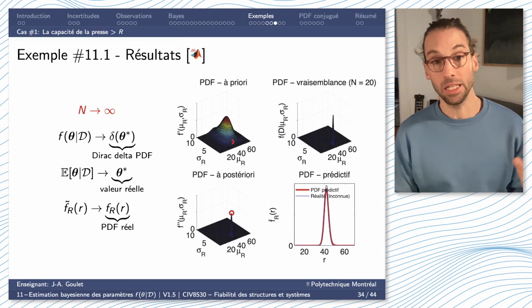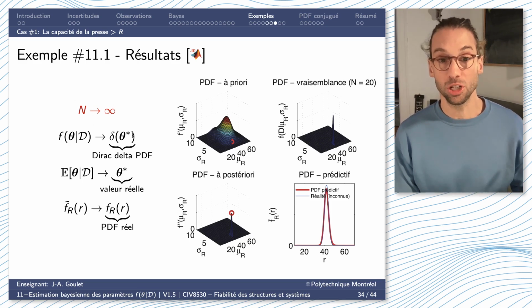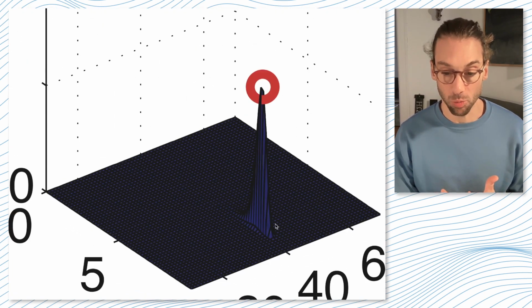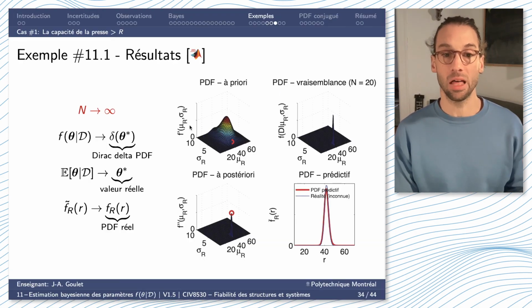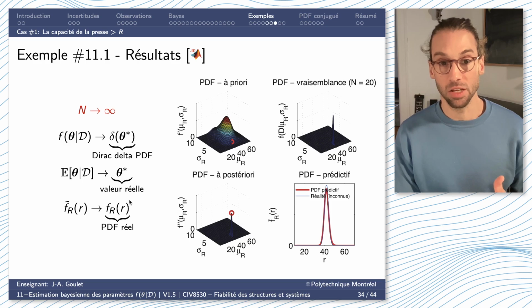So in the limit case, when you have access to an infinite amount of data, as I said, the posterior is going to converge to a Dirac. So all the probability mass is concentrated on a single point, such as here. In that case, doing simply an empirical average is going to give you the same result as doing a full Bayesian analysis. And in this case, the posterior predictive is going to lead to the true distribution you're trying to characterize.